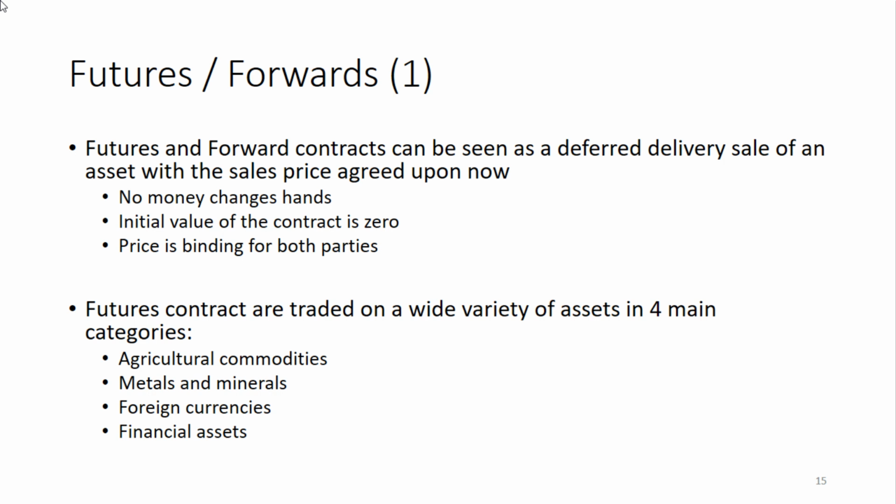So I agree today about everything. I agree upon the price that should apply in the future. I agree upon what asset it will be, and I agree exactly on the moment that the asset will be bought or sold. But the agreement is today. So it's a contract that you enter into today and that will be executed at a later moment in time.